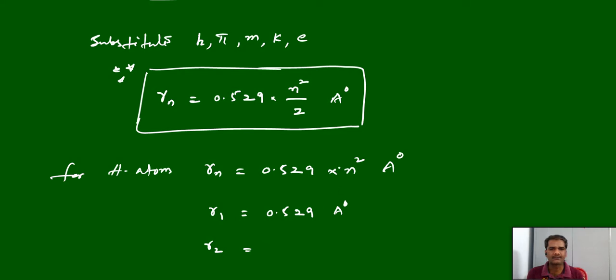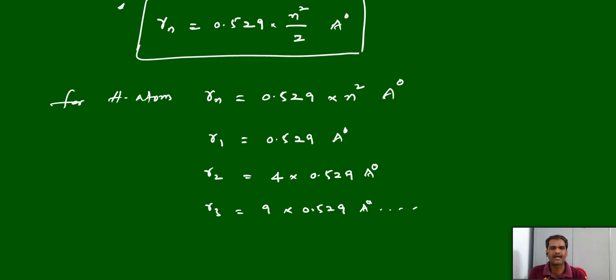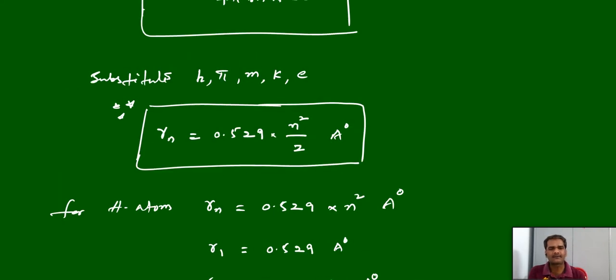R2 is equal to 2 square, 4 into 0.529 angstroms, and if it is R3, 9 times the radius of the first Bohr orbit, and so on. Like this we can calculate the radius of a particular orbit. This is for hydrogen atom. If any other atom, you have to substitute its atomic number.